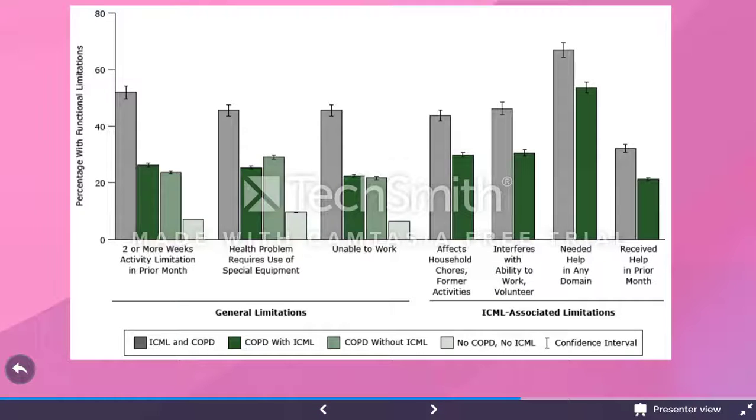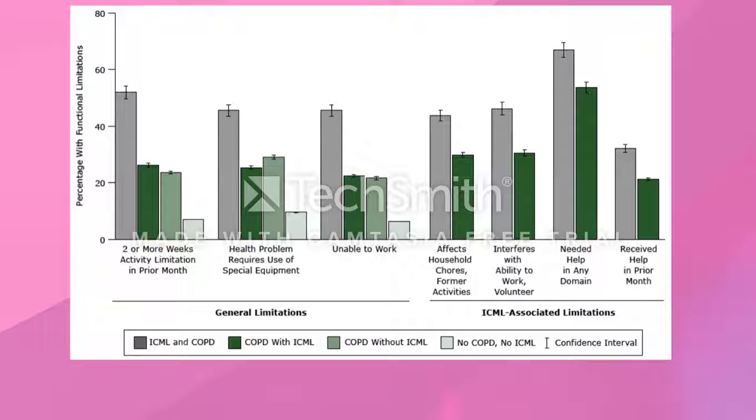So there is a percentage that demonstrates the limitations that people have at work. It says that it affects household chores and former activities. It refers to the ability to work, volunteer, needing help at any time, and receiving help in prior months. It is said that having COPD reflects the limitation of the activities itself. So some people are unable to work with this disease.